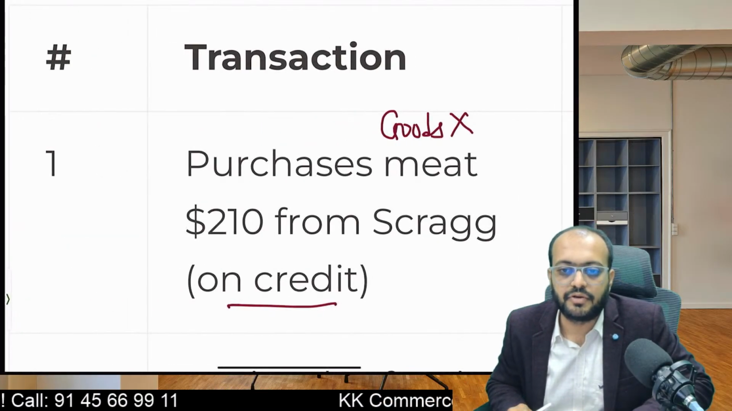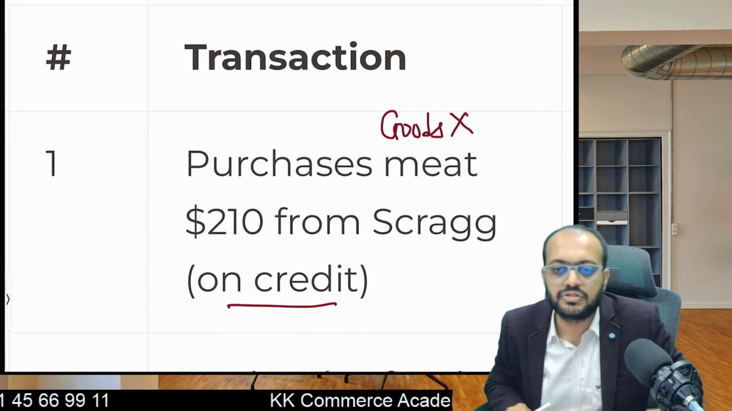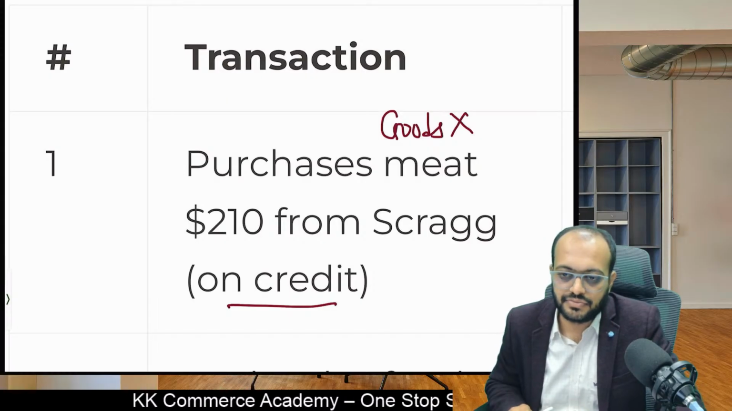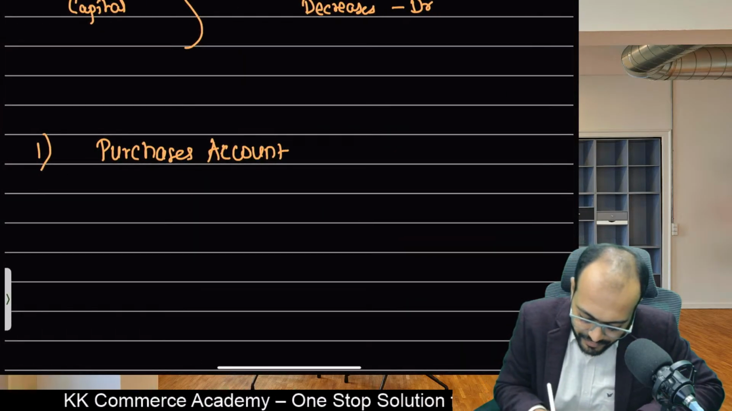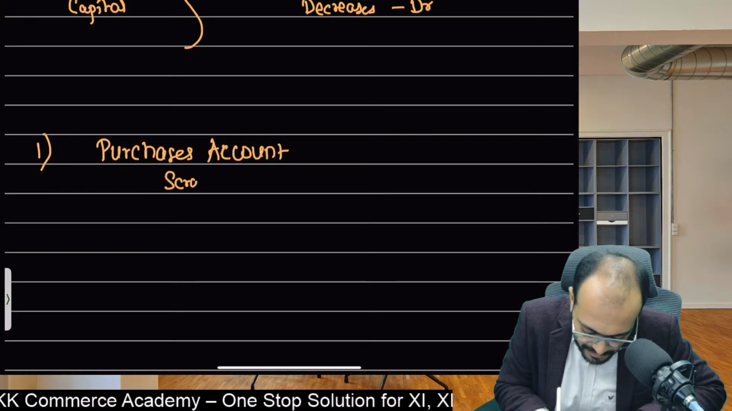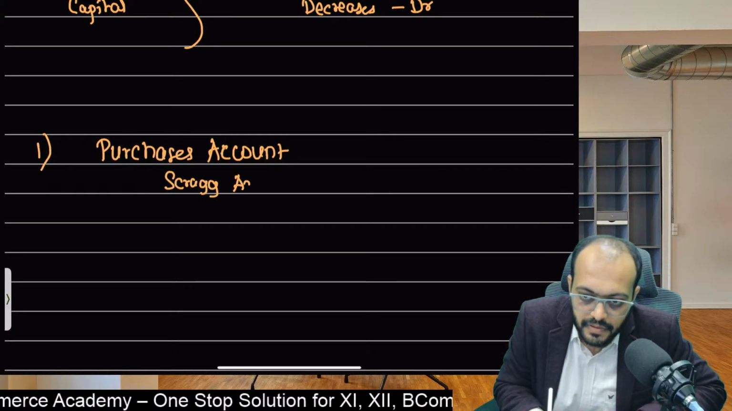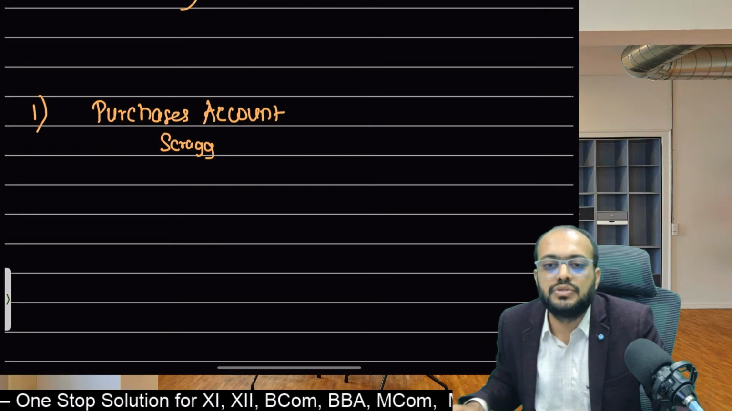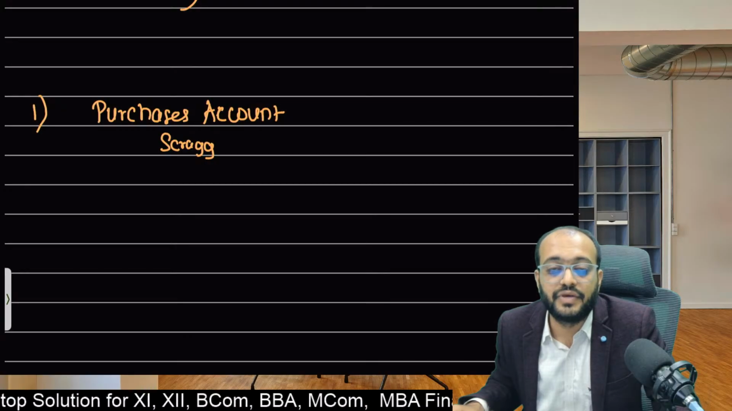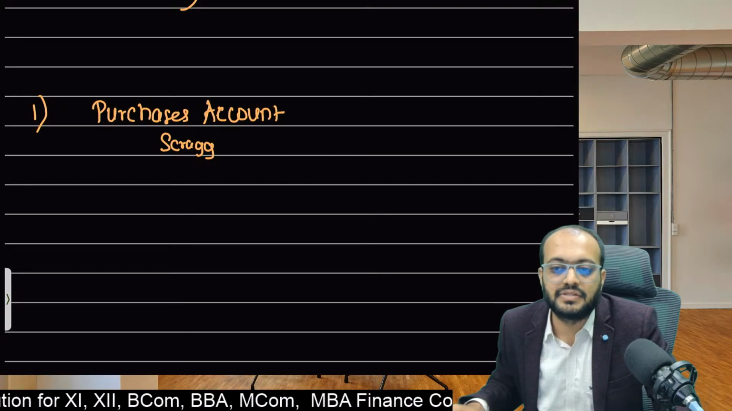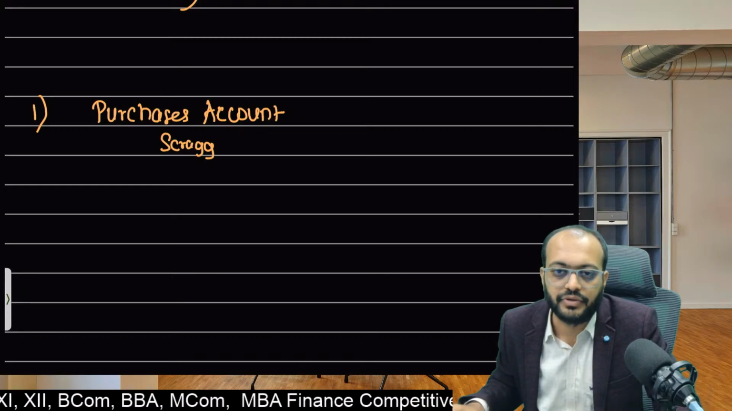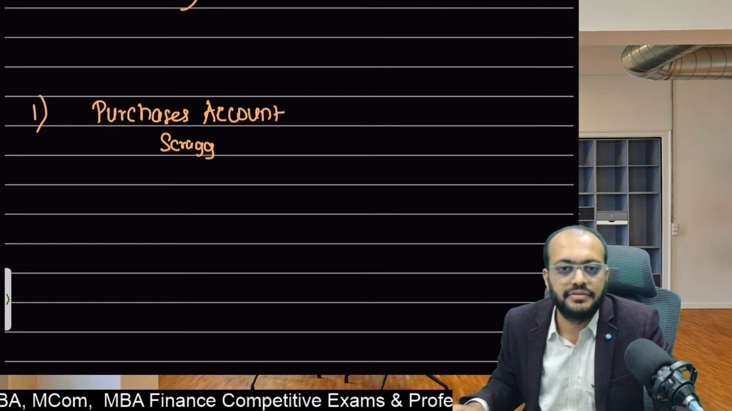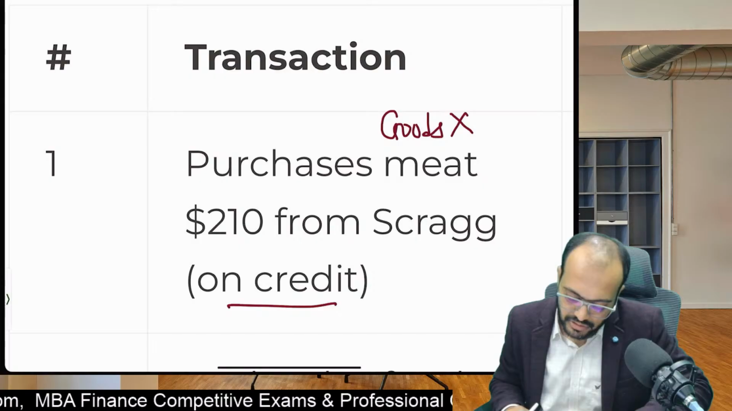And now we are purchasing from SCRAG. So SCRAG account should be credited because these are accounts payable basically. No need to write account because it is a personal account. We have to use account as a suffix when these are non-personal accounts. For a personal account, we just use simply the name and not account. So purchase account debited and SCRAG account credited. Done. The amount is $210.